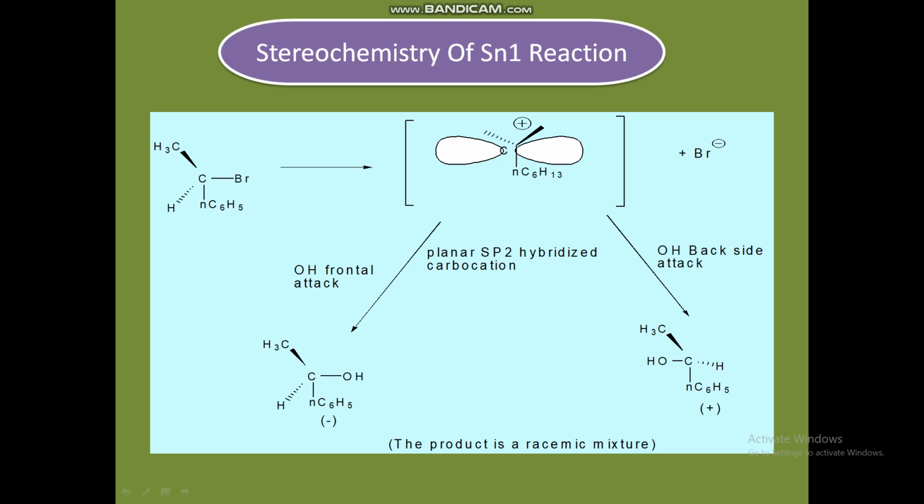The next is the plus/minus form, that is the dextro and levo forms. Dextro is positive and levo is negative. Here, if the attack is purely random, we can expect equal amounts of the two isomers, and you would get the racemic mixture. In actual practice, however, complete racemization is not observed. We can't expect complete racemization.